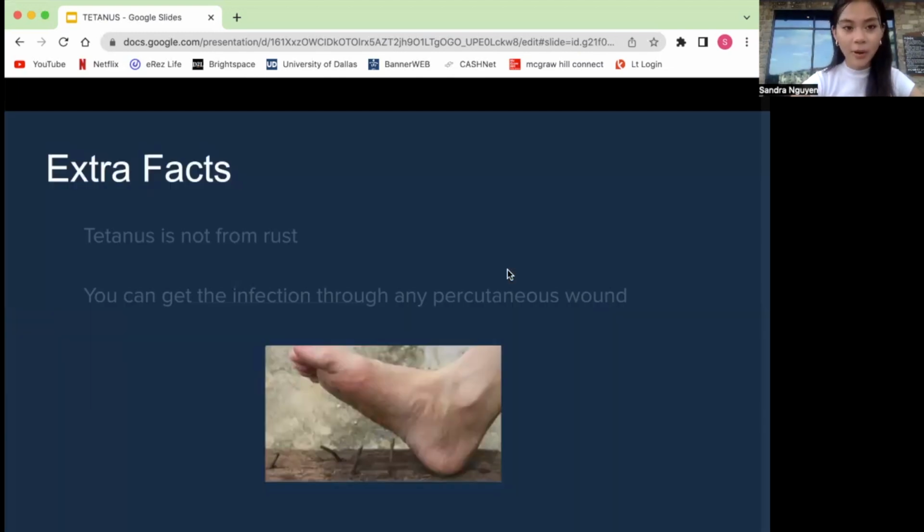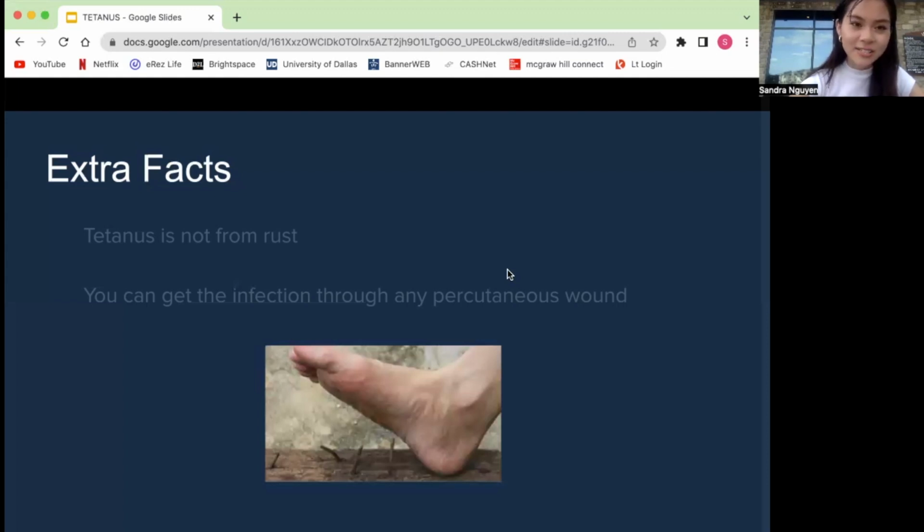So lastly, I want to talk about some extra facts that I learned along the way and talk about a common misconception that I think a lot of people had, especially I did. One of the misconceptions is that there has to be the presence of rust to get tetanus infection, and there is no correlation between the two. Nails will get rusty when exposed to open air in the environment for an extended period of time.